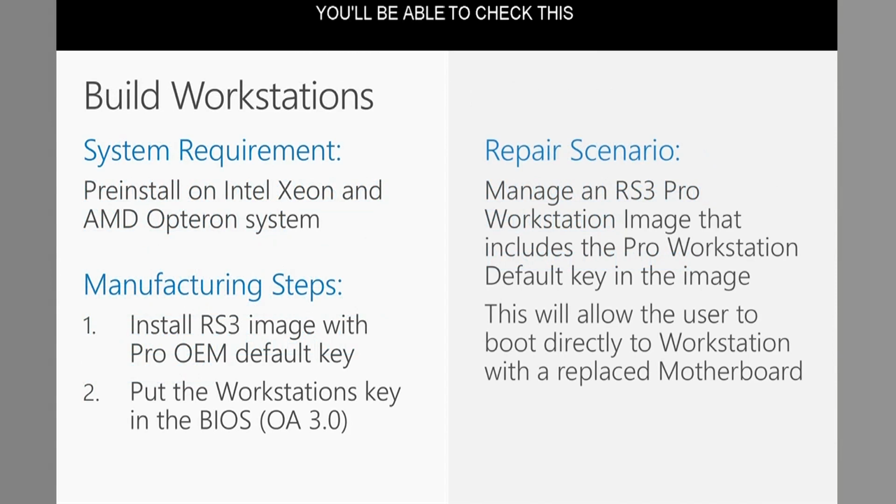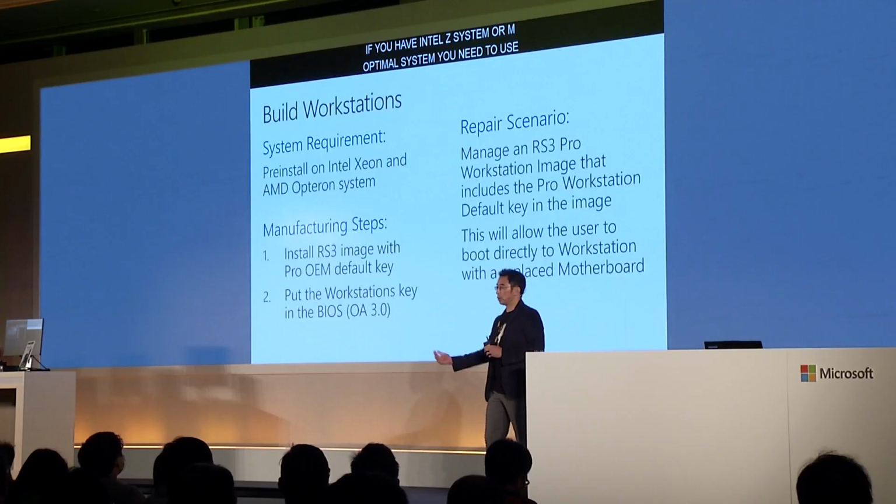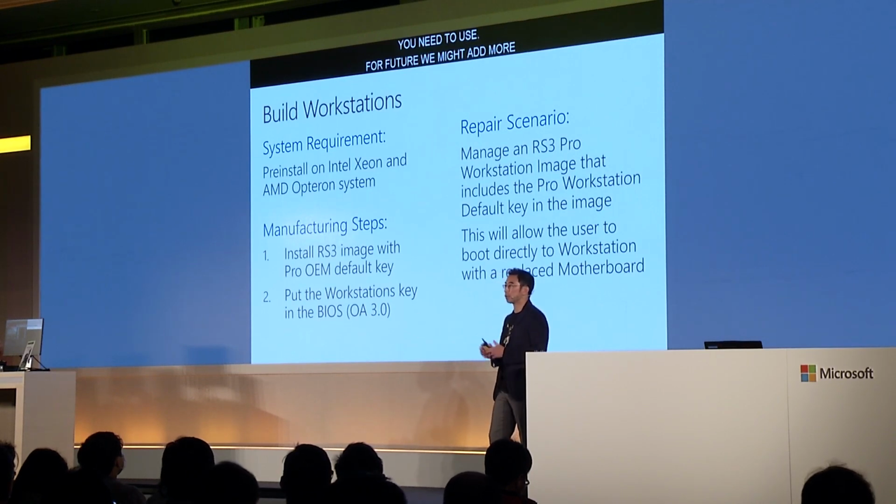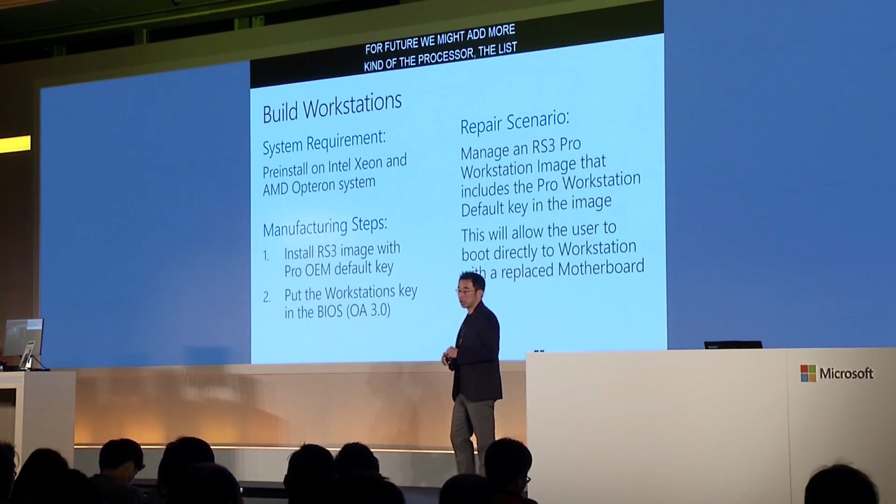So I want to jump into how you can create this workstation device. Actually, there's a system requirement. If you have an Intel Xeon system or AMD Opteron system, you need to use the Workstation SKU from Fall Creators Update. For the future, we might add more kinds of processors. The list of processors will grow, but for the Fall Creators Update, you need to use the Workstation SKU if you have an Intel Xeon or AMD Opteron system.